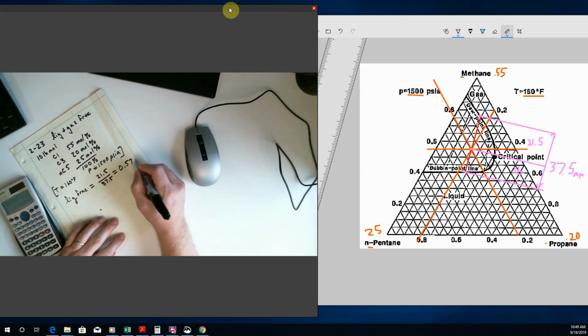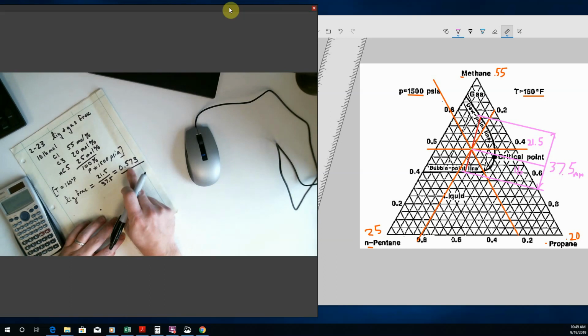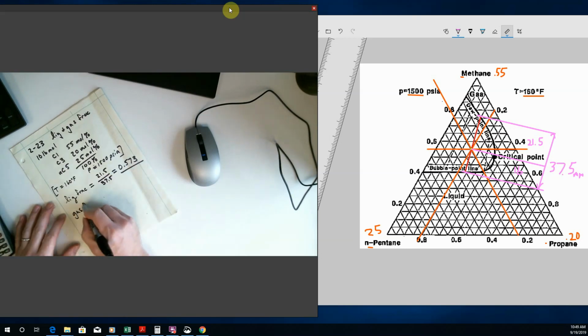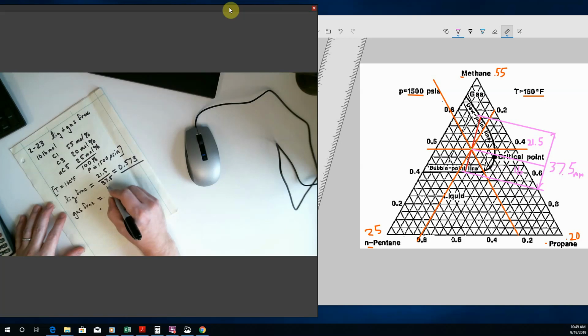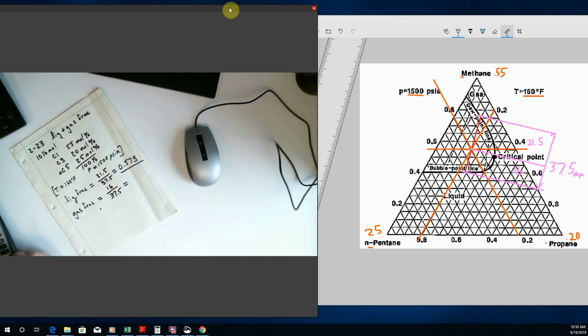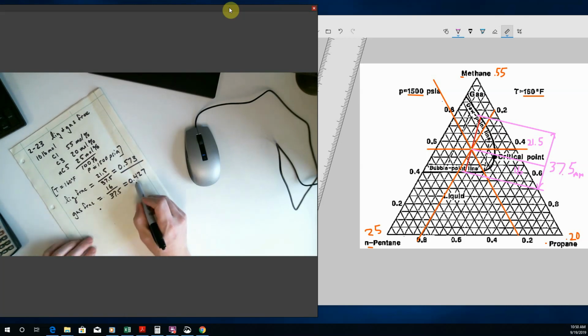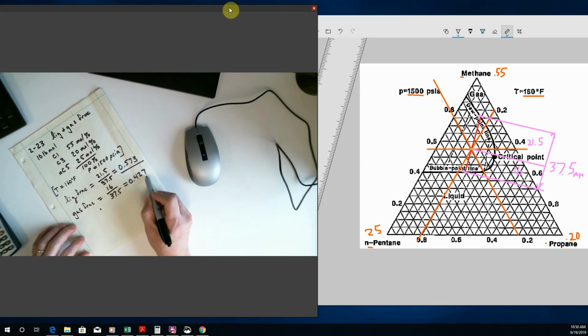So this mixture is 57% liquid. Gas fraction is the opposite of that. So you could take 1 minus this if you want, but just for clarity, I'll write this 16 over 37.5. 16 over 37.5. That is 0.427. So this mixture is 42.7% gas.